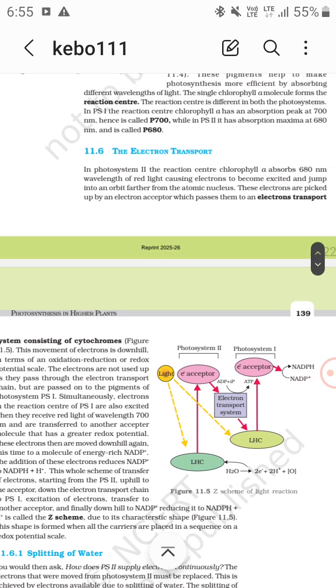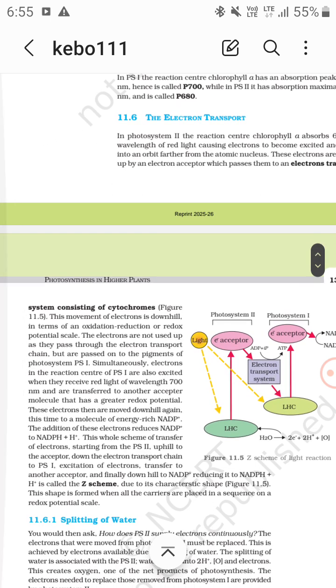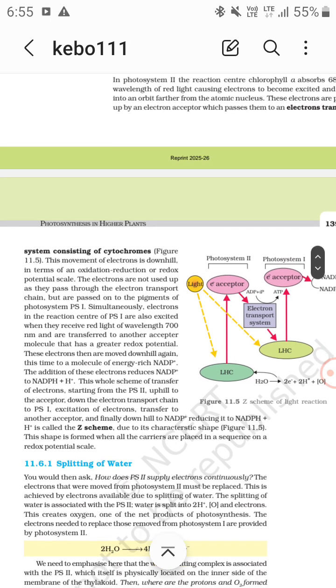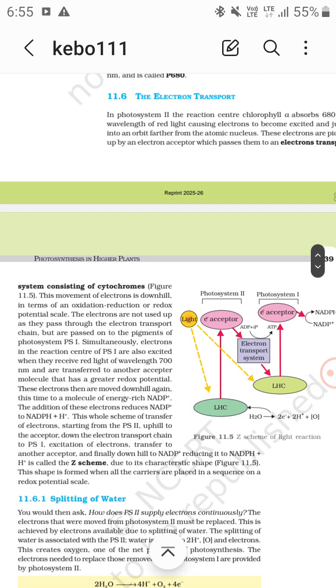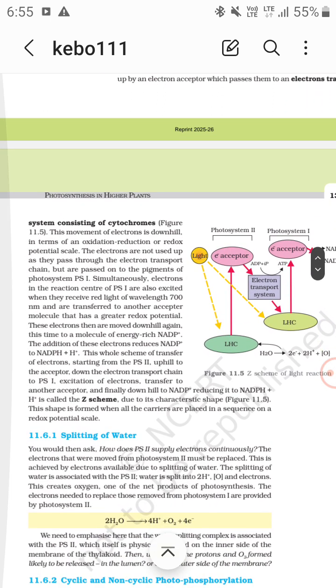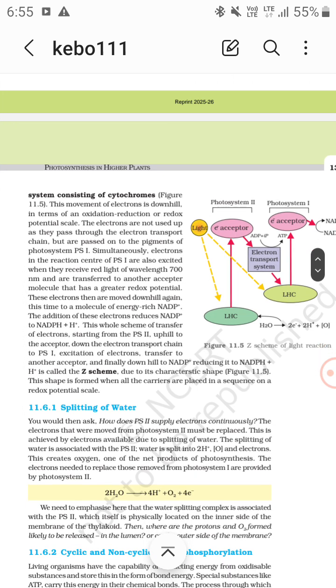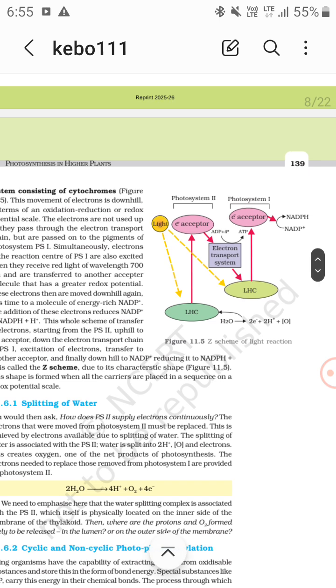Now the electrons are picked up by an electron receptor which passes them to an electron transport system consisting of cytochromes. So electron transport system consists of the cytochromes, right? Now this represents the Z scheme. Z scheme is non-cyclic photophosphorylation. Phosphorylation is the formation of the ATP. Now non-cyclic photophosphorylation products are ATP and NADPH, right?